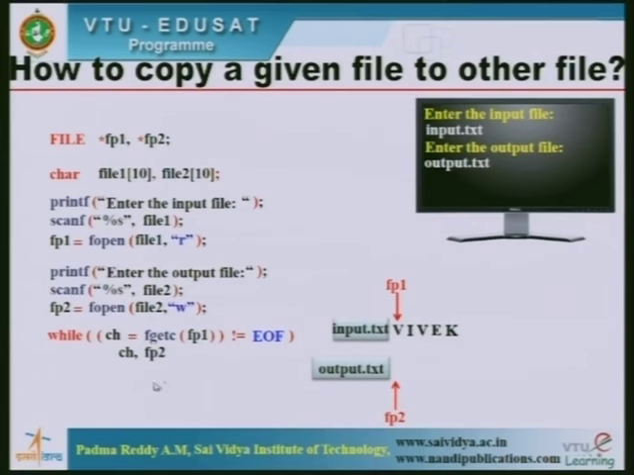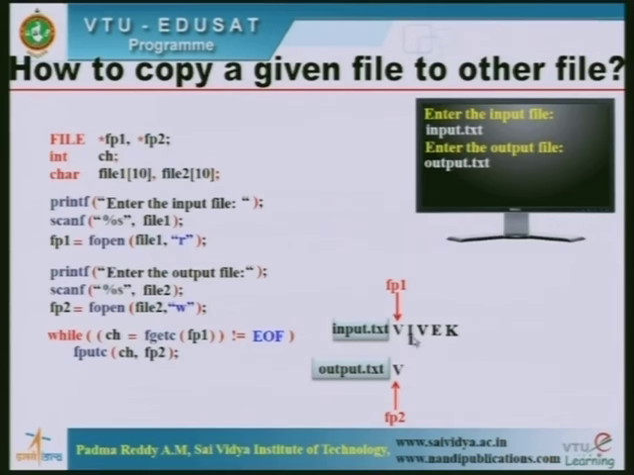Let us send this character ch. What is there in ch? V, to fp2. For that what do we write? fputc. Now what does ch contain? V. We have to write that V into where? fp2. So V comes here, and at the same time let us declare the variable ch. ch is of type what? Integer.